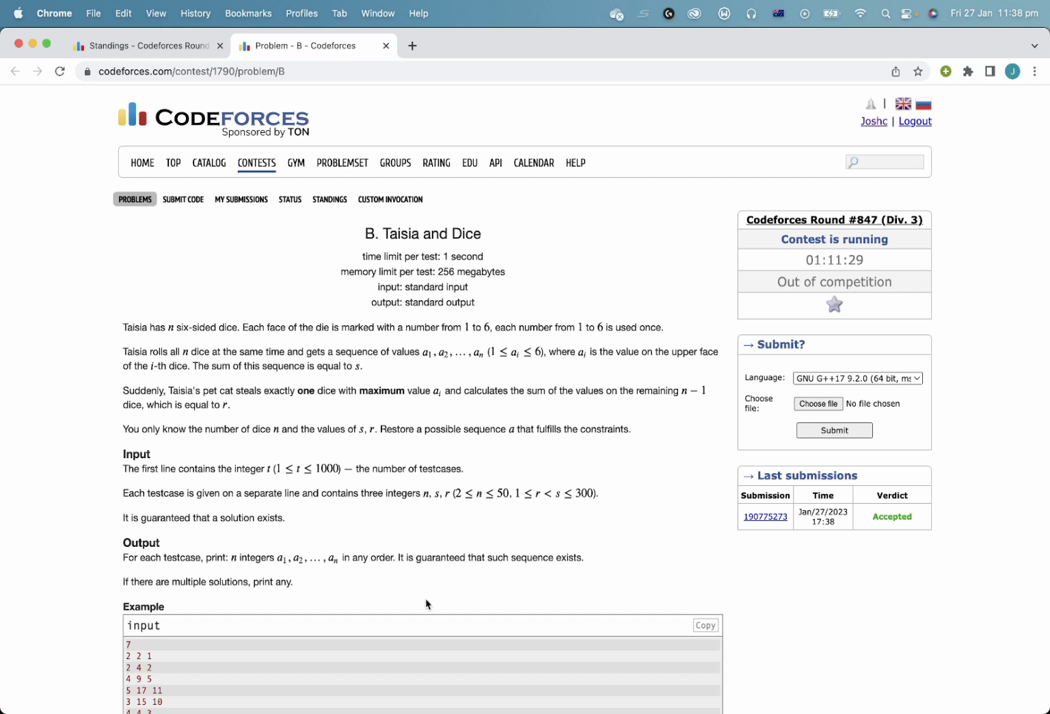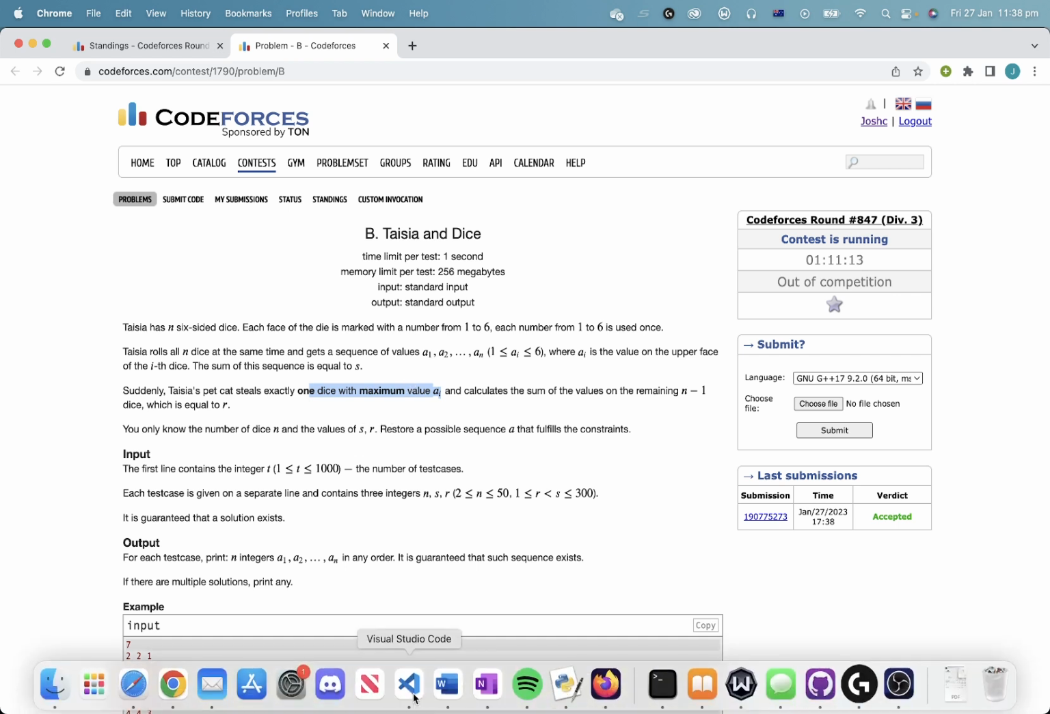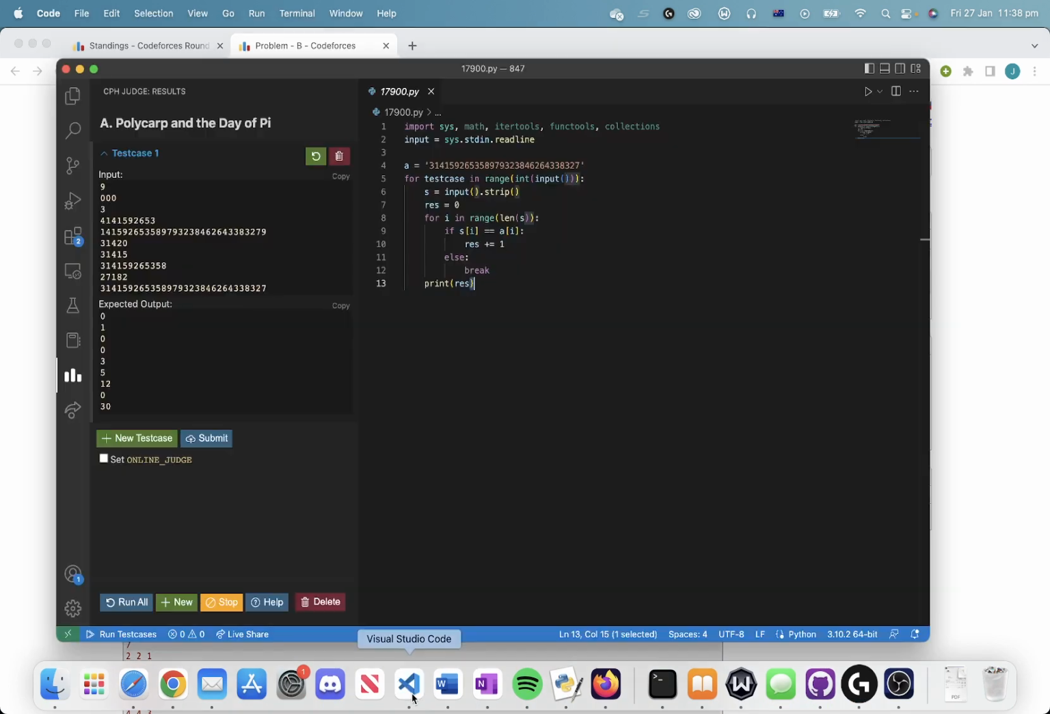Okay, in this problem, we note that we can work out the maximum dice value. The maximum value of the dice is exactly equal to s minus r, because when we removed the largest value dice, the total sum fell from s to r, which means that the value of that dice must be s minus r.